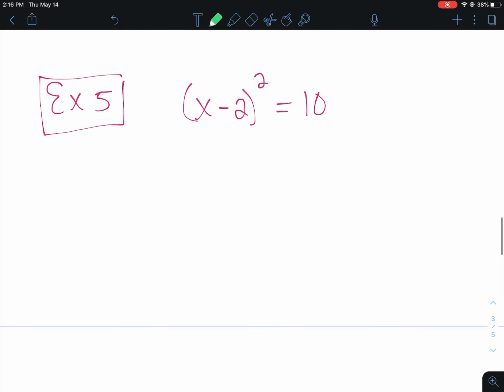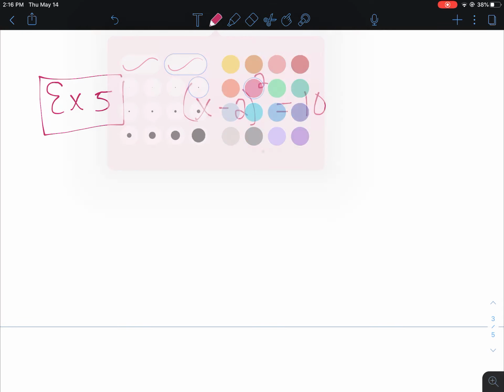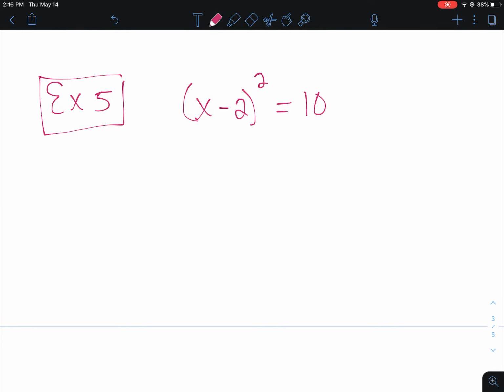And then, lastly, what if it's in transformation form? a(x minus h) squared plus k. This time the k is already on the other side. And I'm actually going to give us a value here. Let's make that a 4. Just so we have a little bit more to work with.